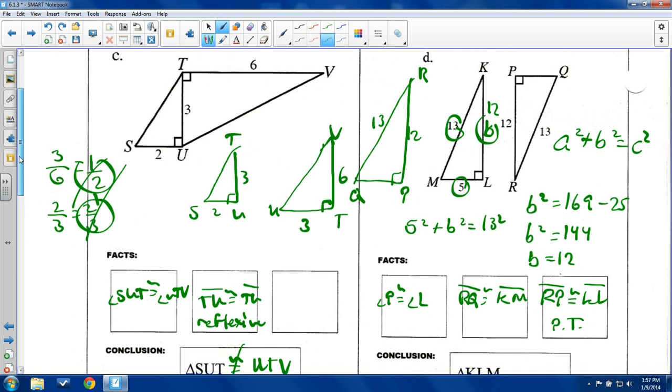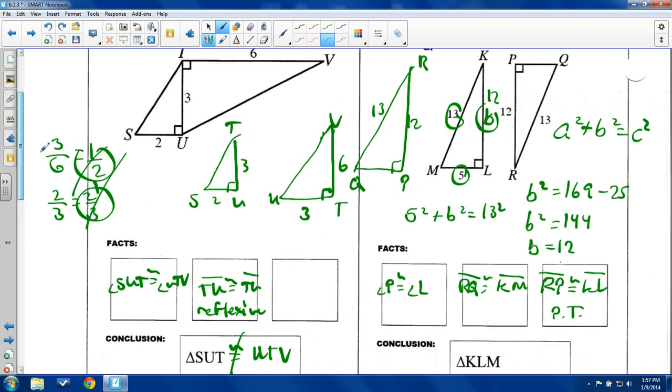Now this doesn't necessarily prove that the triangles are congruent, but let's check it out. We do have an angle, a side, and a side. We can't use that to prove it, right? No ASS, but we can use HL.